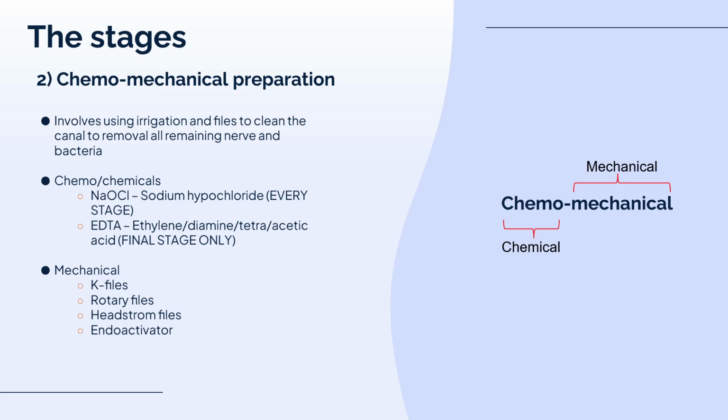EDTA doesn't really do much from my understanding on disinfecting. It just helps dissolve some of that debris away so that the canal is more empty, and our files, which we'll get into, can go all the way down to clean to the tip of the root. So that's chemo, and then mechanical. So this is where we use our K files, rotary files, Hedstrom files, endoactivator. So pretty much any machine bit to scrub the inside. So we'll go through that.